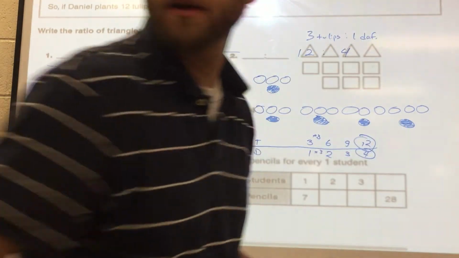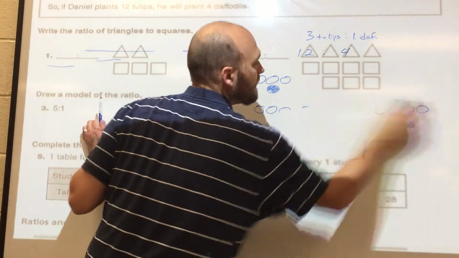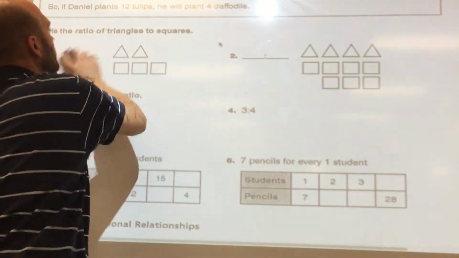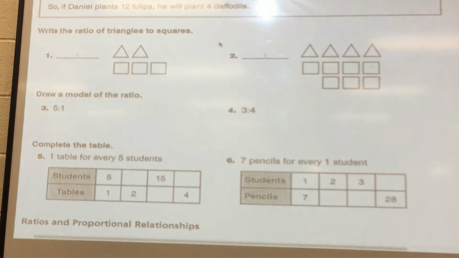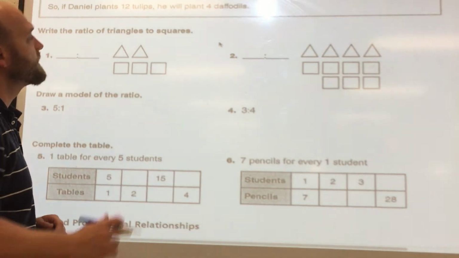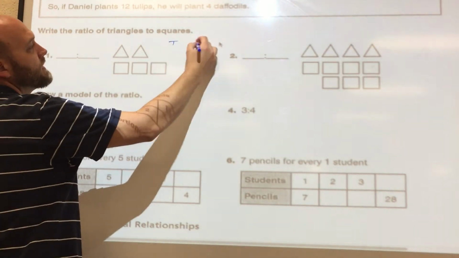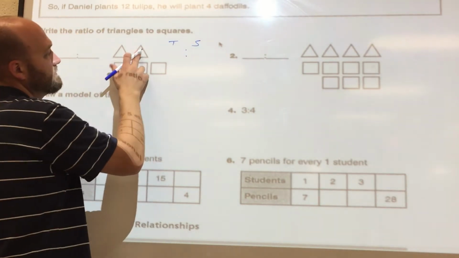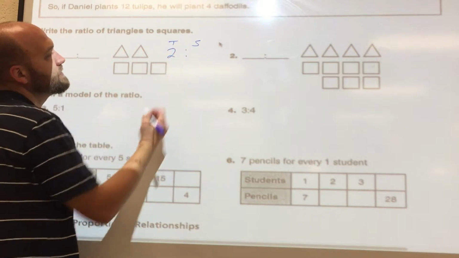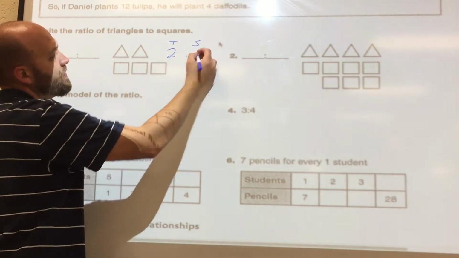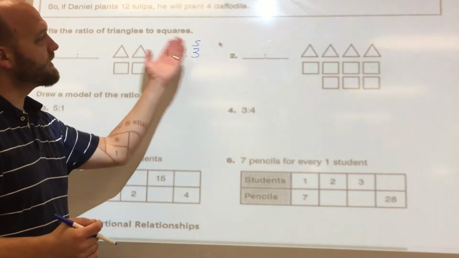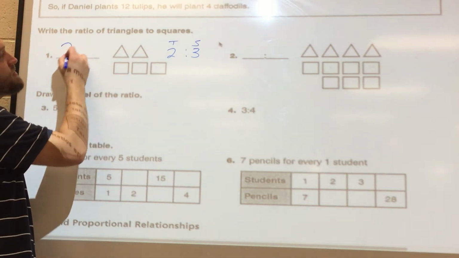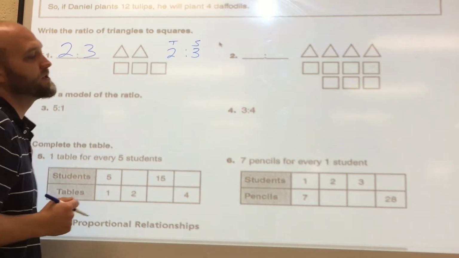So let's try one more example of that. Let me move this up and erase my board here. Looking at the ratio of triangles to squares, how many triangles do I have? It's pretty easy to say that I have 2 triangles, and I have 1, 2, 3 squares. So for triangles to squares, my ratio would be 2 triangles to 3 squares.